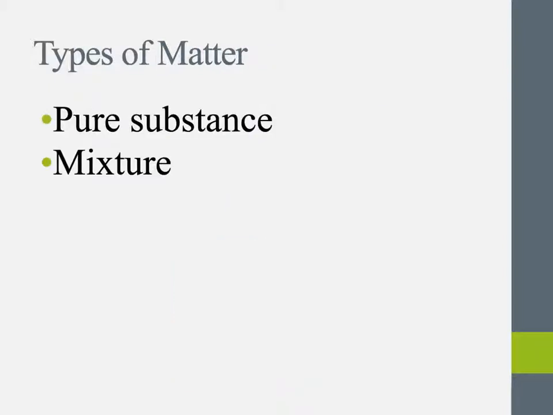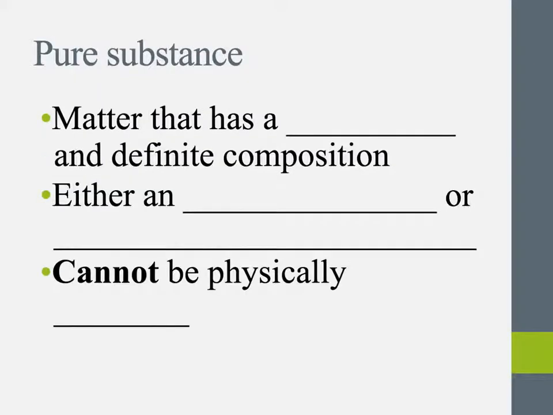When we start to talk about types of matter and classifying it, the two main categories of classification of matter are pure substance and mixture. Matter that has a uniform and a definite composition is a pure substance. And when we say a uniform composition, we mean it's the same throughout. No matter what sample you take, it's going to be exactly the same as another sample.